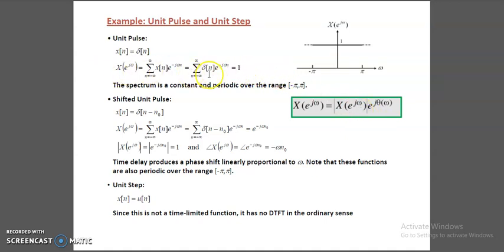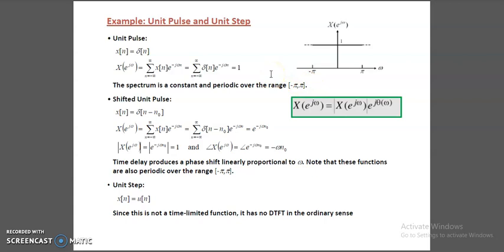When we plot its spectrum, we can plot X of e raised to j omega, its value is 1 and it ranges from minus pi to pi. What is the reason? We know that the DTFT is periodic with period 2 pi. Here we consider 2 pi, that's why we take the range from minus pi to pi. That means the spectrum is constant and it is periodic over the range minus pi to pi.